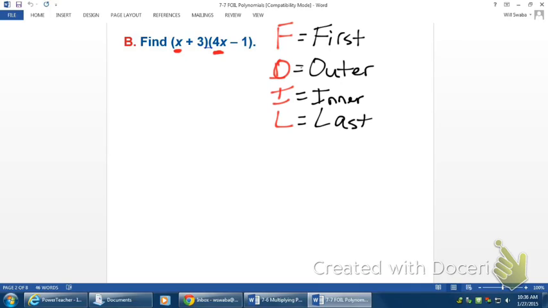Okay? So a lot of times they like draw little lines right there. So x times the 4x. Write this out. So I have x times the 4x.